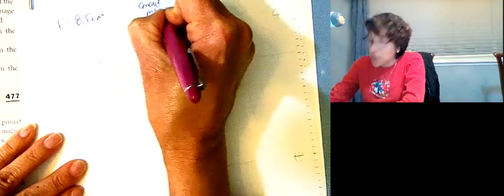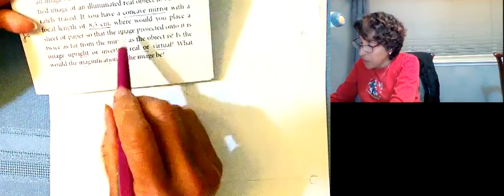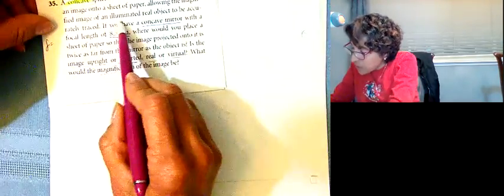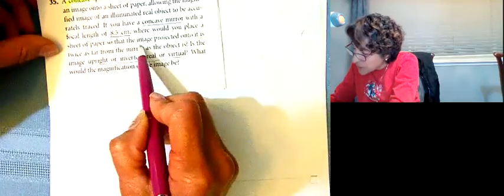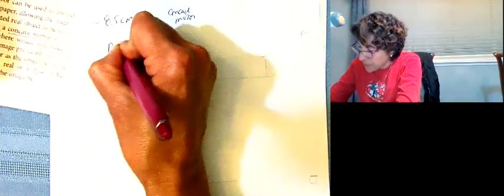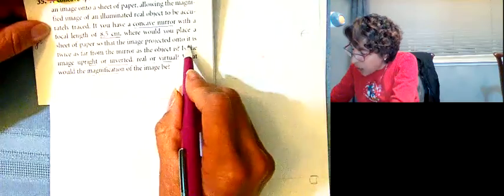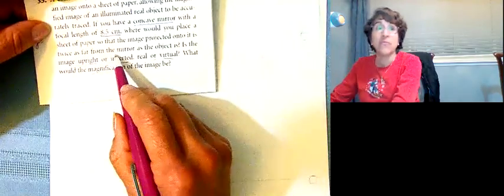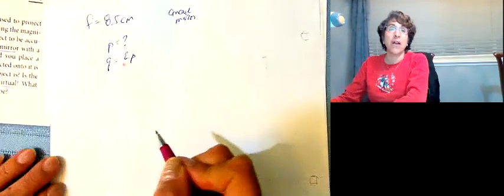Okay, so we're just going to do this mathematically without having to sketch it out. Now they do tell you that they want one distance twice the other. Allowing the magnified image of the real object to be traced. Okay, where would you place it? So you want to know what's P. Where would you place it so the image is twice as far from the mirror as the object? So we know that Q is twice as far as P.